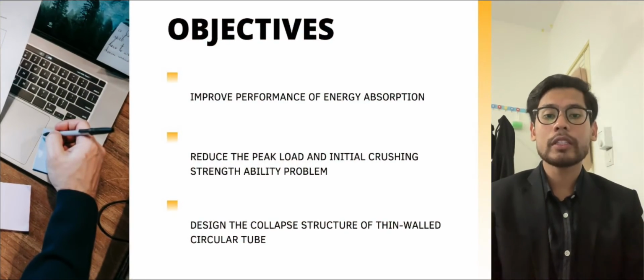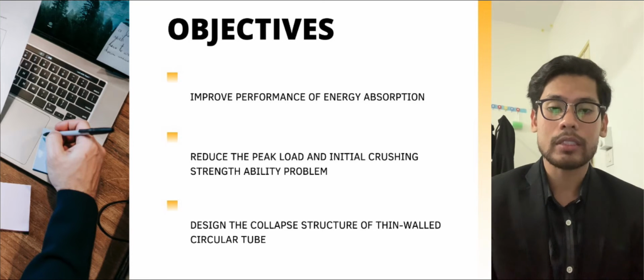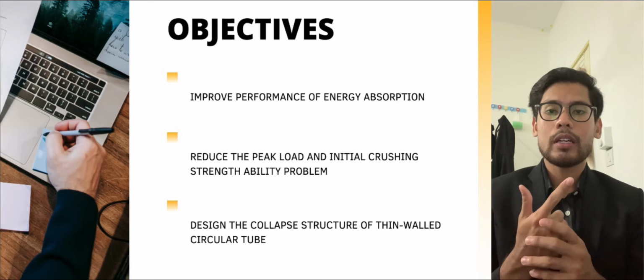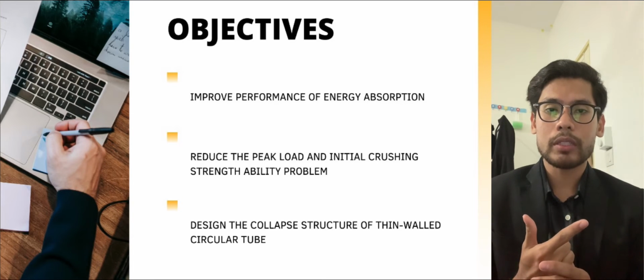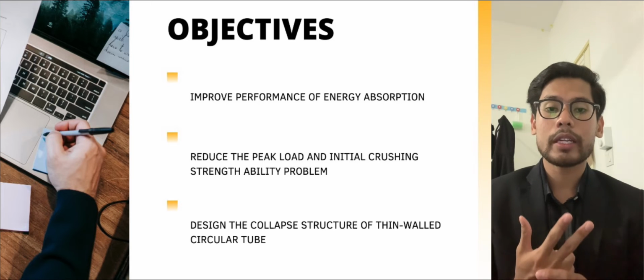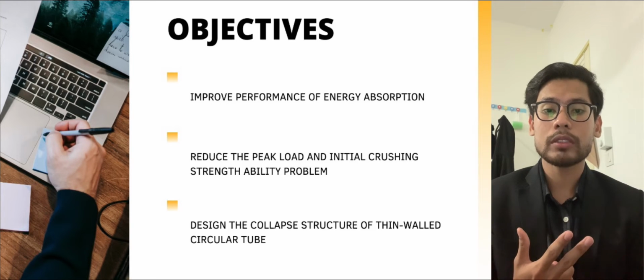Hence, the objectives of the experiment are: first, to improve the performance of energy absorption. Next, finding a way to reduce the peak load and the initial crushing strength stability problem. And lastly, to design the collapse structure of a thin wall circular tube.